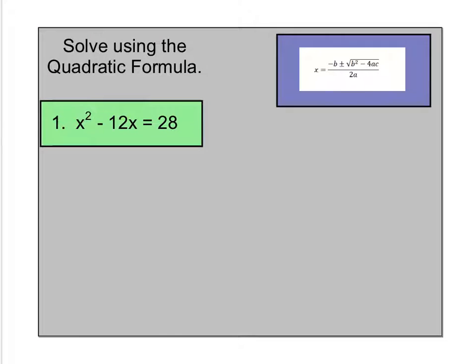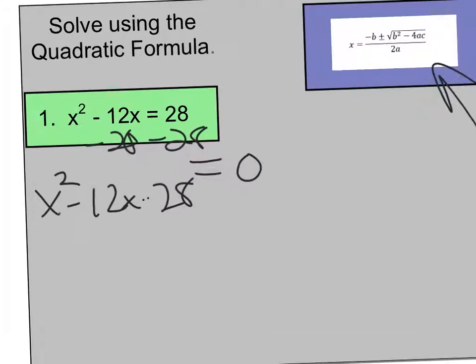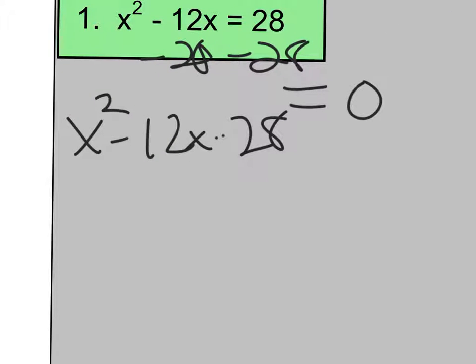So let's kind of get into it here. Solve using the quadratic formula. I was very nice and put it up in the corner for you, right here. But the first thing I need to do is make it equal 0. So I'm going to subtract 28. So I'm going to have x squared minus 12x minus 28. So that's going to be here. So a will be 1, b will be negative 12, c will be negative 28, sorry.